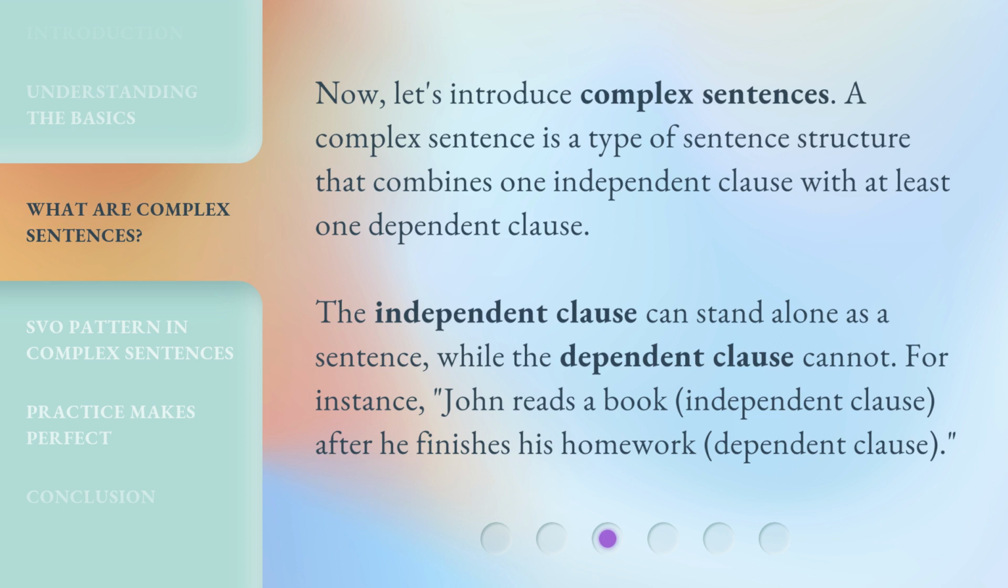Now, let's introduce complex sentences. A complex sentence is a type of sentence structure that combines one independent clause with at least one dependent clause. The independent clause can stand alone as a sentence, while the dependent clause cannot.